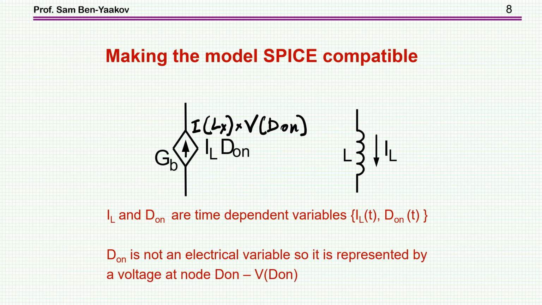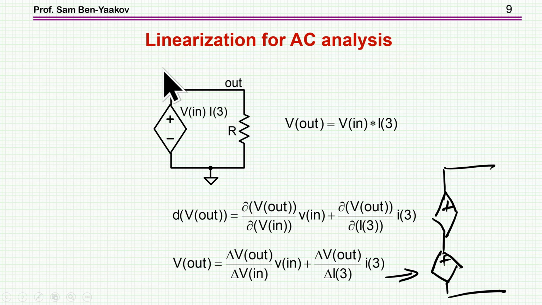Now this is a large signal model, which is appropriate for transient analysis. AC analysis is a phasor calculation. So if I have a nonlinear source, like a product of two variables, this is nonlinear.